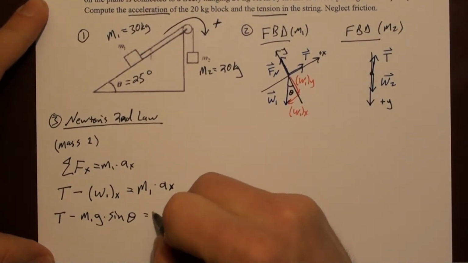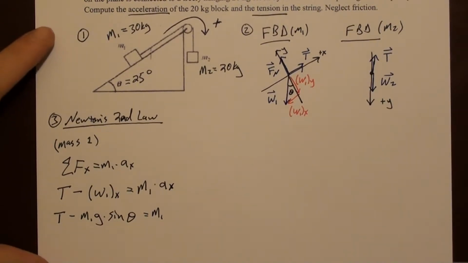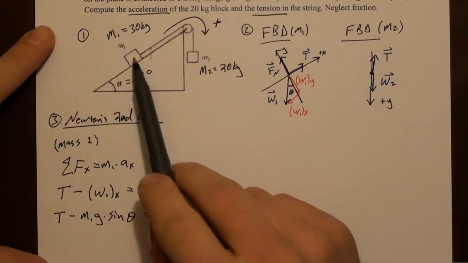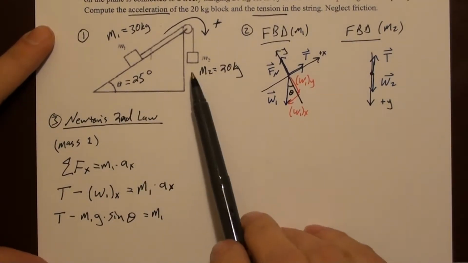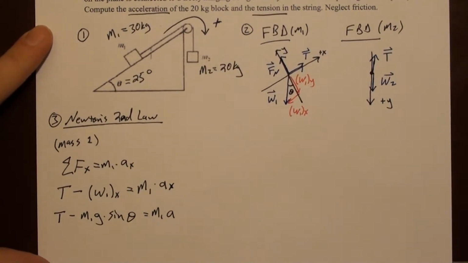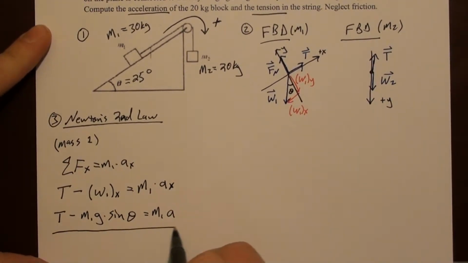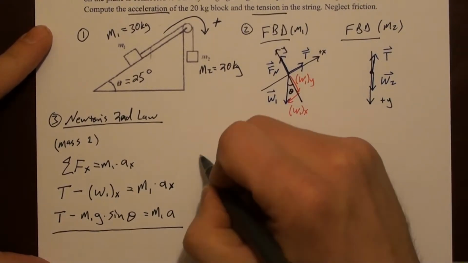All right, equals m1. And instead of writing a sub x, I'm just going to write a, because we already said that the acceleration of block 1 is equal to the acceleration of block 2. So instead of carrying an ax for m1 and an ay for m2, just call them both a. All right. So here's one equation with the two things we're looking for, a and T. Okay, so let's keep working.